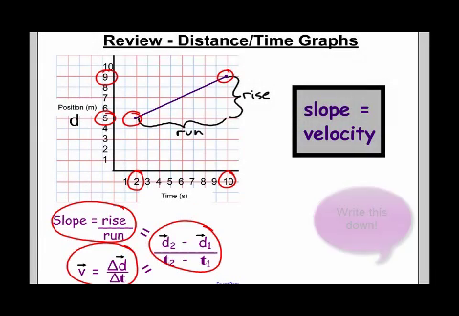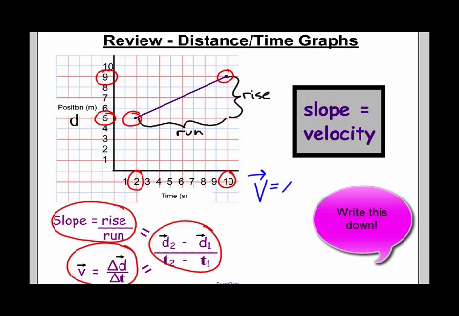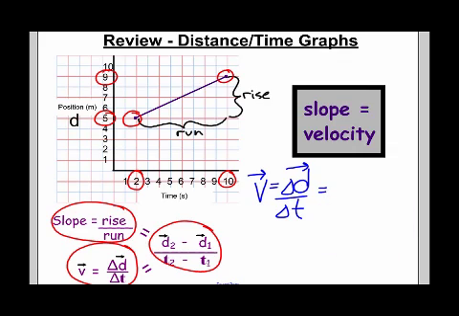So let's try this one, figure out the velocity. I'm going to start from the beginning. First thing I'll do is always write down my formula. So here I'm going to say velocity is equal to a change in displacement over change in time. I could write velocity is rise over run, slope is rise over run, change in y over change in x. It doesn't matter. So I need to figure out, well, how much did my position change?